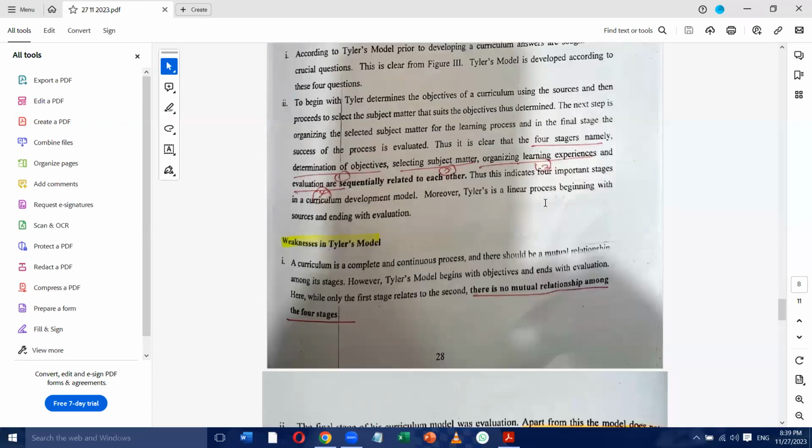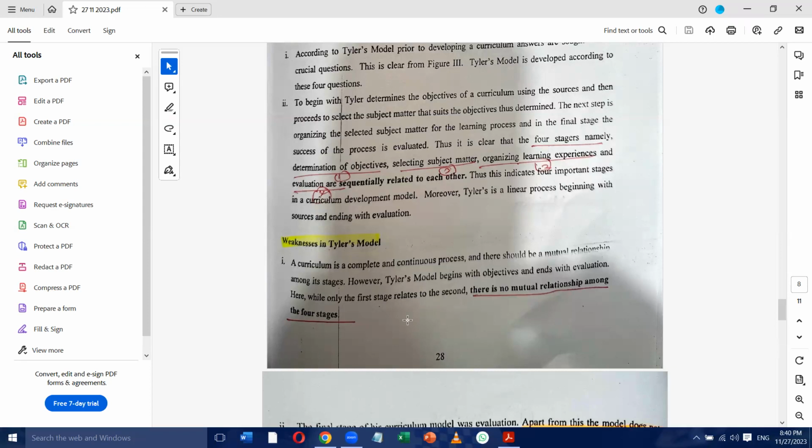You know that Tyler's model is a linear model. Determination of objectives, selecting subject matter, organizing learning experiences, and evaluation are sequentially related to each other. The weakness of Tyler's model is this: curriculum is a complete and continuous process, and there should be a mutual relationship among its stages. However, Tyler's model begins with objectives and ends with evaluation. Here, while only the first stage relates to the second, there is no mutual relationship among the four stages.